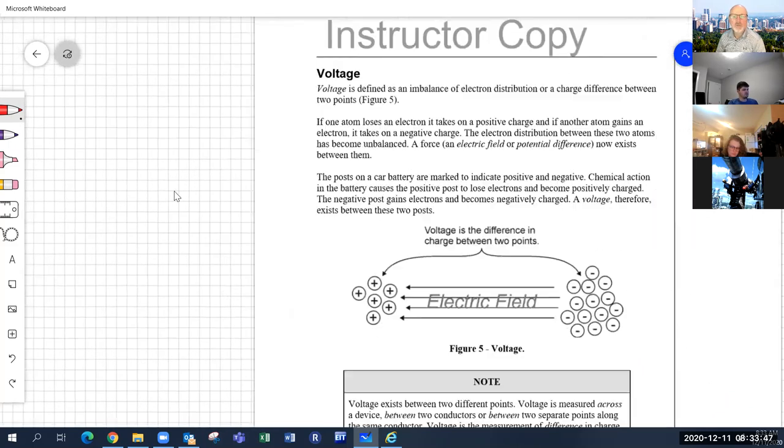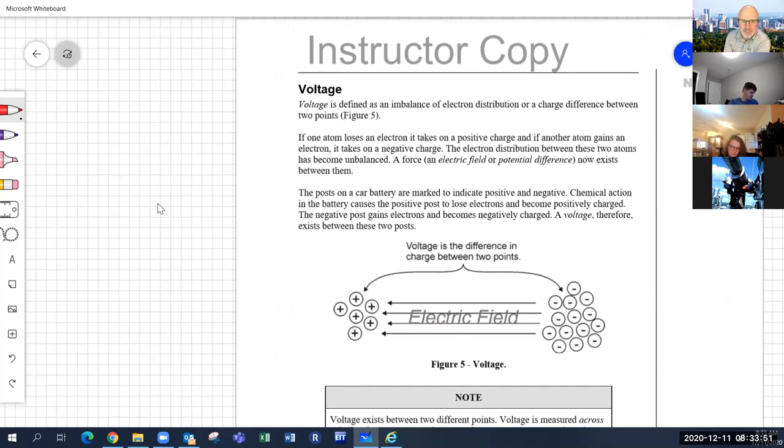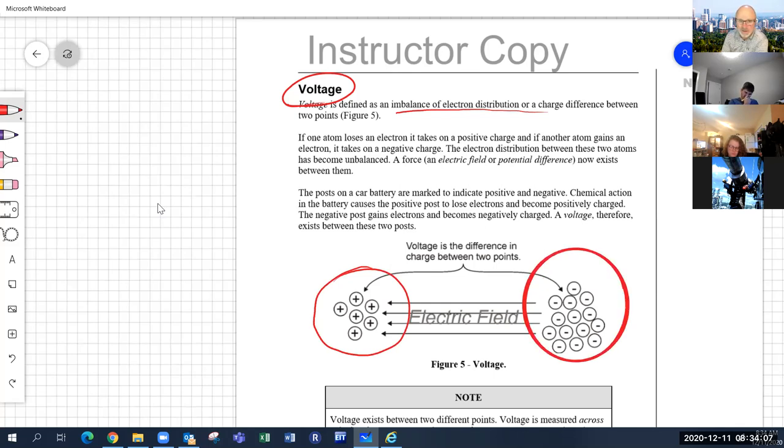But there you go. So then we're going to come to voltage. Voltage, as they describe it here, is the imbalance of electrical distribution or charge difference between two points. So if you can see down here, we have positive and we have negative, right? Voltage is the difference in charge between two points. And when you have a difference in charge, can you see how we have a lot more electrons, or negatives, than we do positives? Yes. So they will rush over that way. They will move down a conductor quite easily because of the potential difference in a circuit.